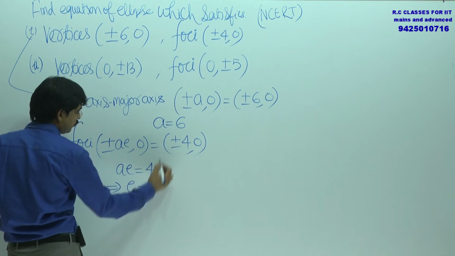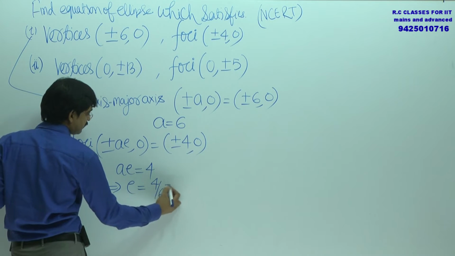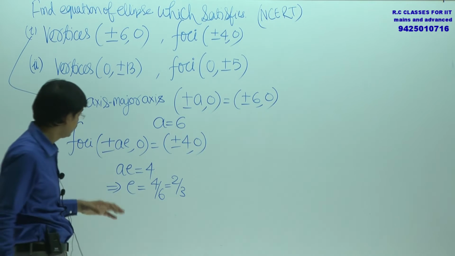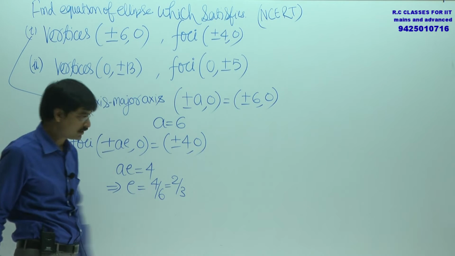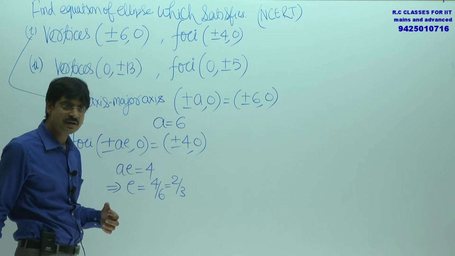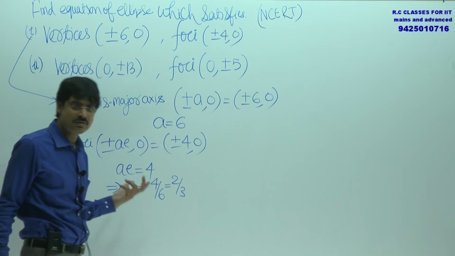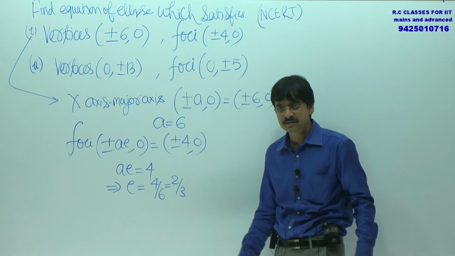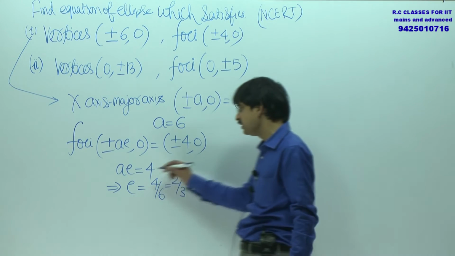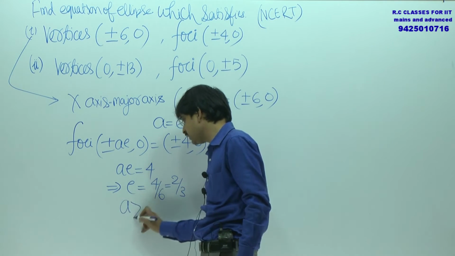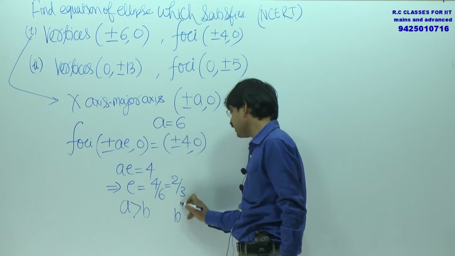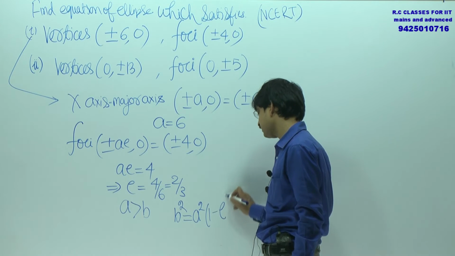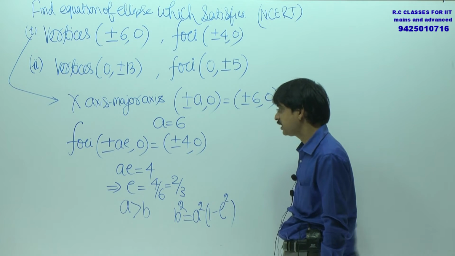E is equals to 4 by 6. Value of E is eccentricity, which is 2 by 3. Eccentricity is 2 by 3. Equation of ellipse is required. A is available, E is available. You will have to find out B there. So that you can write the equation as x square by a square plus y square by b square equals to 1. And clearly it is a case of a greater than b. So b square can be written as a square into 1 minus e square. Yes, pakka.